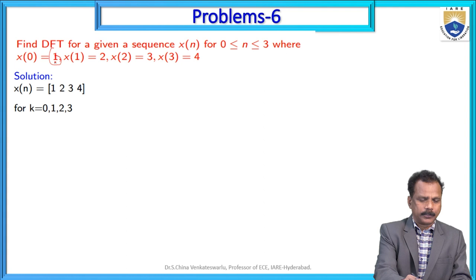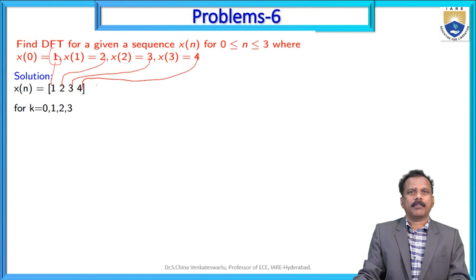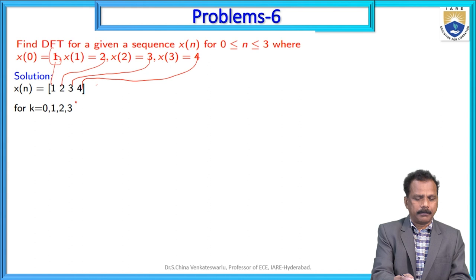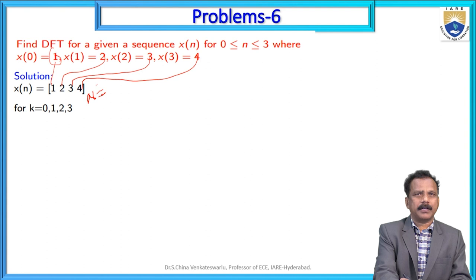X of 1 is equal to 2. X of 2 equal to 3. X of 3 equal to 4. Like this, x of n is given, for k equal to 0, 1, 2, 3. That means we are ready to substitute k equal to 0, 1, 2, 3, because the capital N value is given. According to x of n, capital N is decided, capital N is equal to 4.